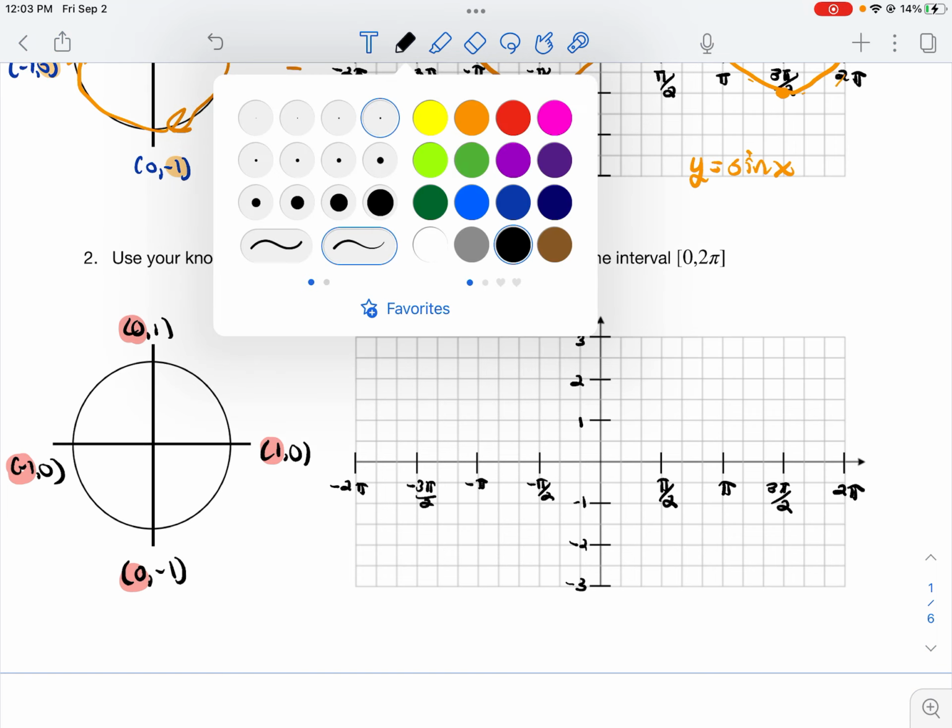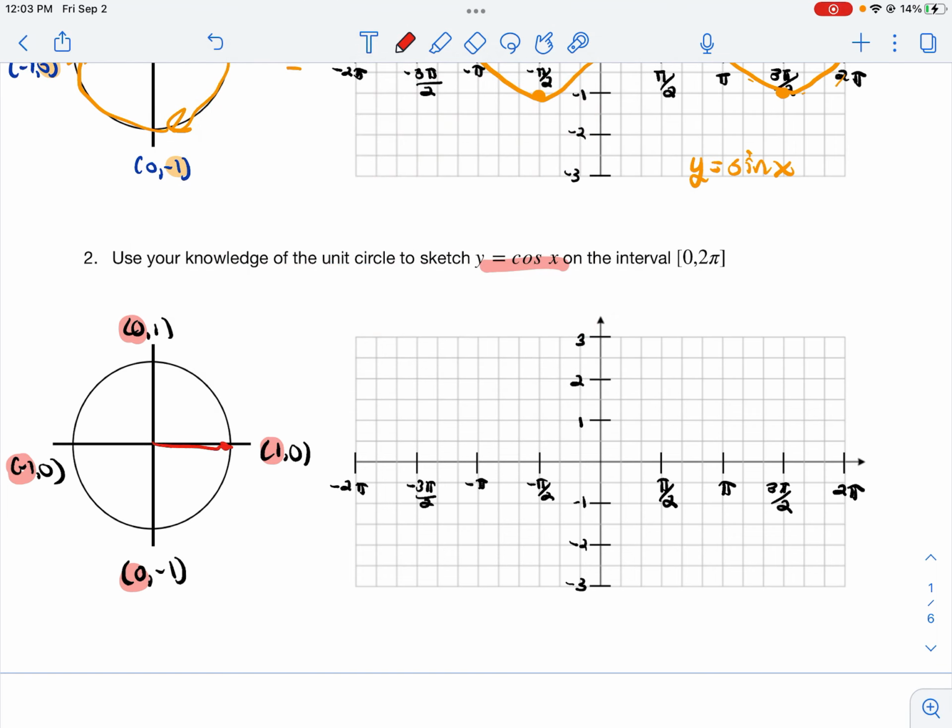All right. So my first angle here is at 0 degrees. I'm at a height of 1. Cosine of 0 degrees is 1. Cosine of pi over 2 is 0. Cosine of pi is negative 1. Cosine of 3 pi over 2 is 0. Cosine of 2 pi is 1.